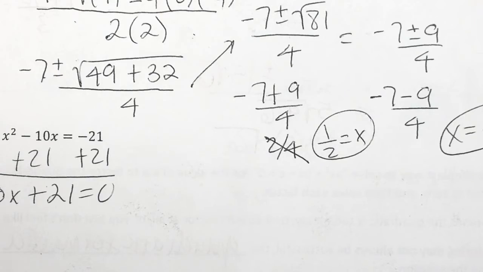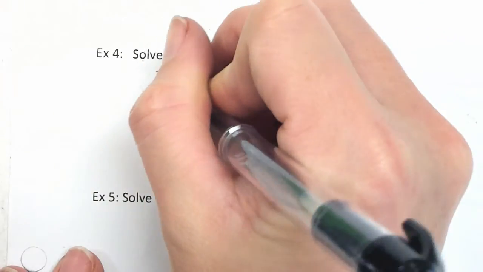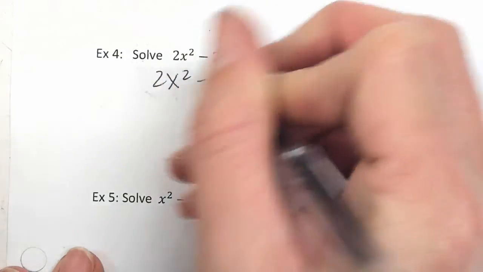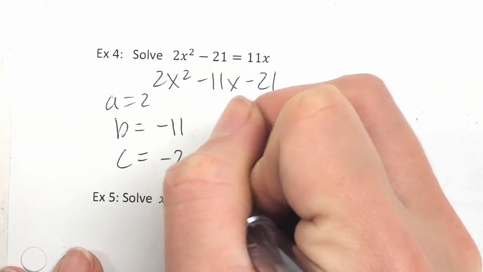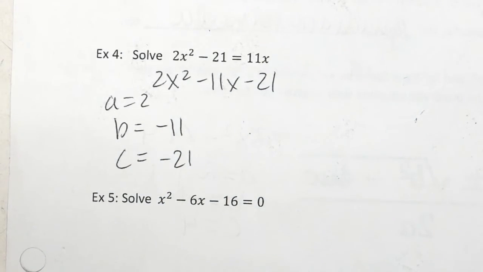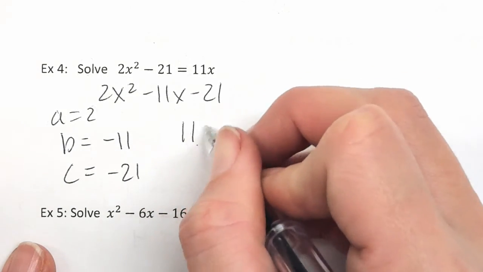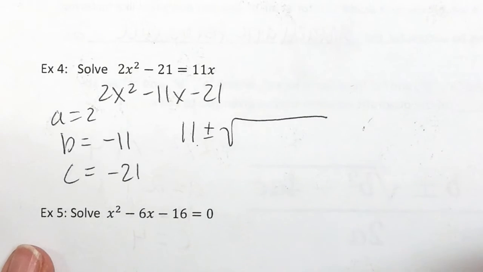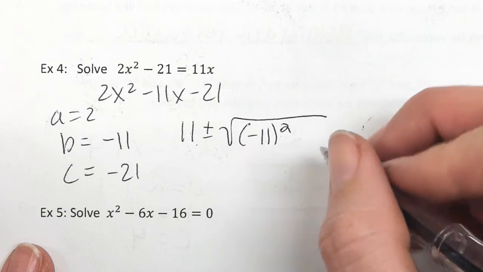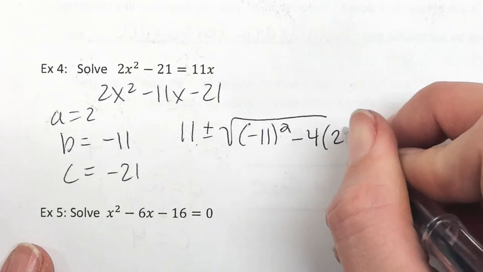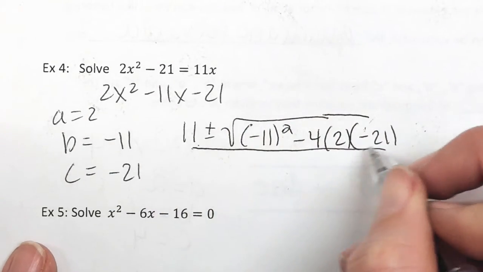Alright, I'm going to go quickly through just the first step because we've already talked about needing to move this over. So 2x squared, a is 2, b is negative 11, c is negative 21. Everybody okay with that part? Alright, negative b is going to make it what? Good, plus or minus square root of b squared minus 4 times our a, our c, all over 2 times 2.